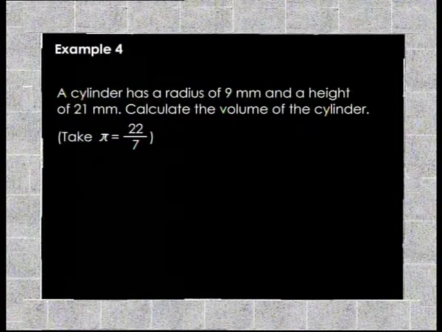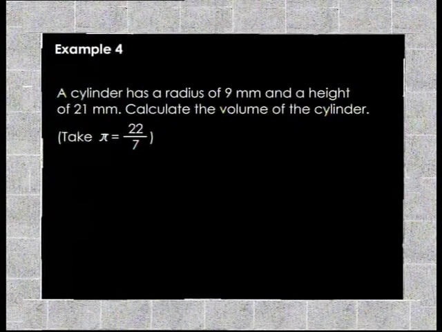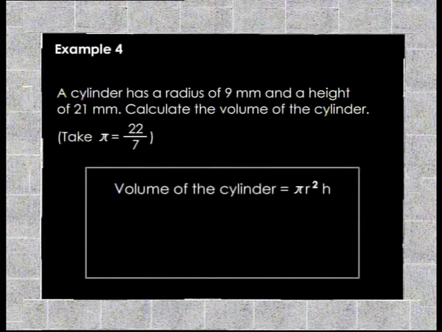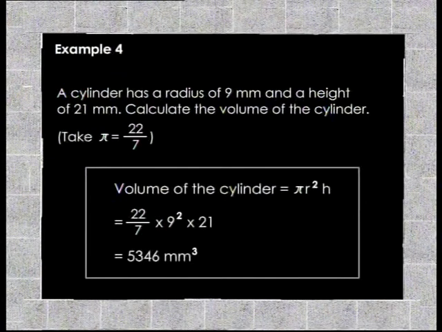Example 4. A cylinder has a radius of 9 millimeters and a height of 21 millimeters. Calculate the volume of the cylinder. Take pi equals 22 over 7. Volume of the cylinder equals pi r squared H equals 22 over 7 times 9 squared times 21 equals 5,346 cubic millimeters.